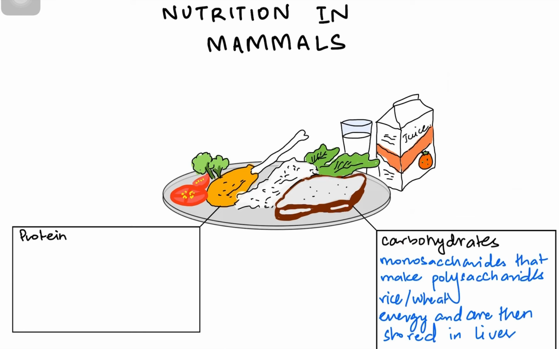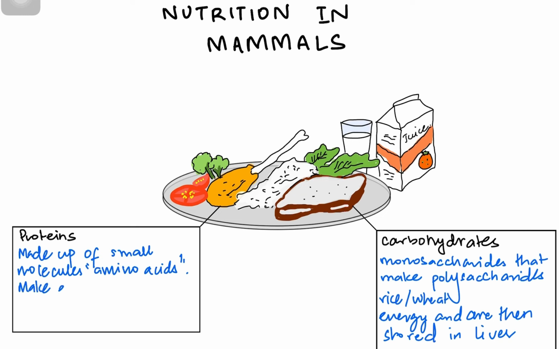When we talk about protein, it's another component of our diet and a very important component. It's made up of small molecules known as amino acids. So amino acids make proteins.